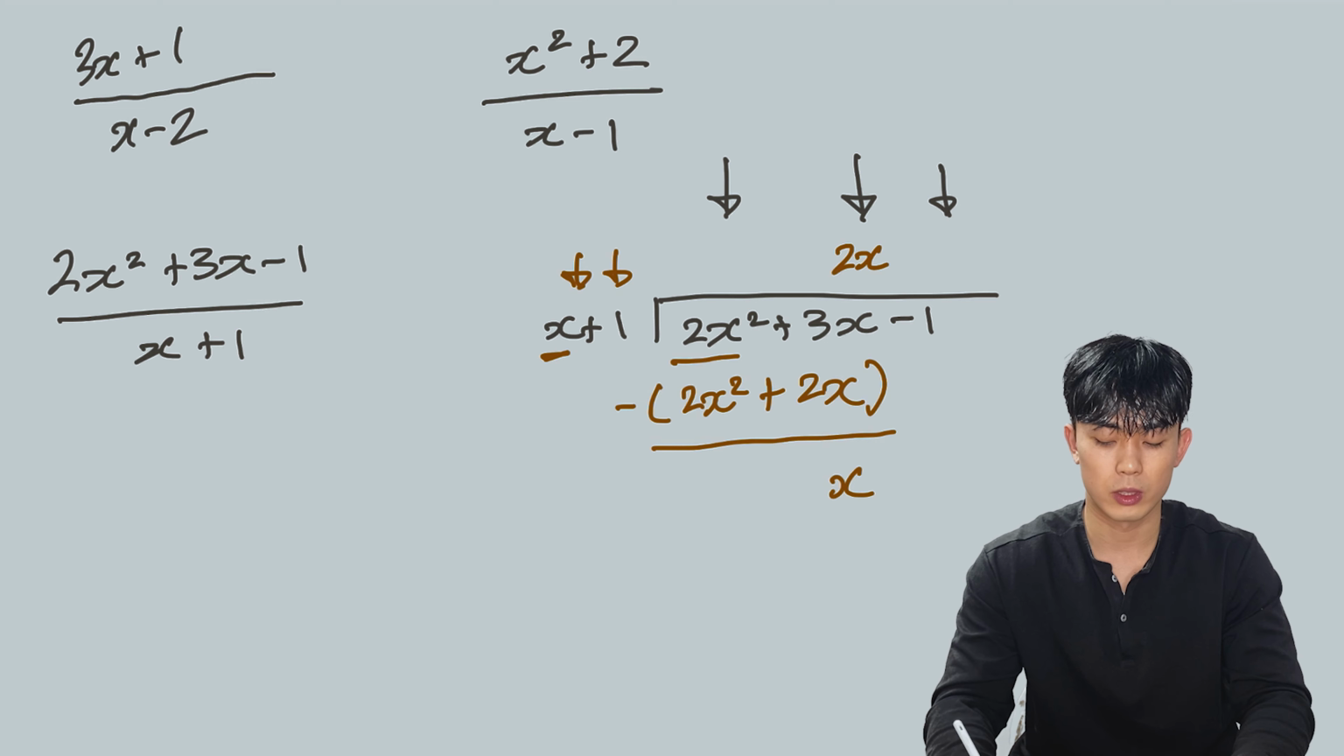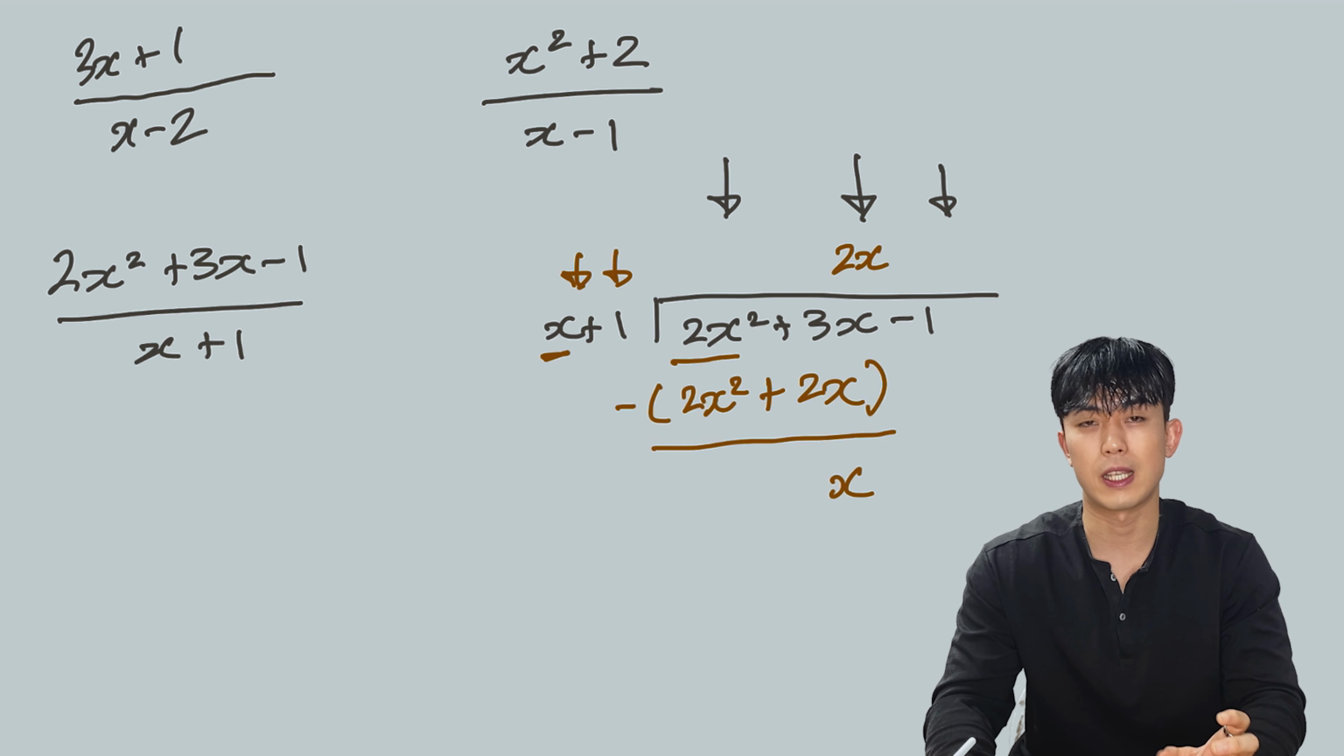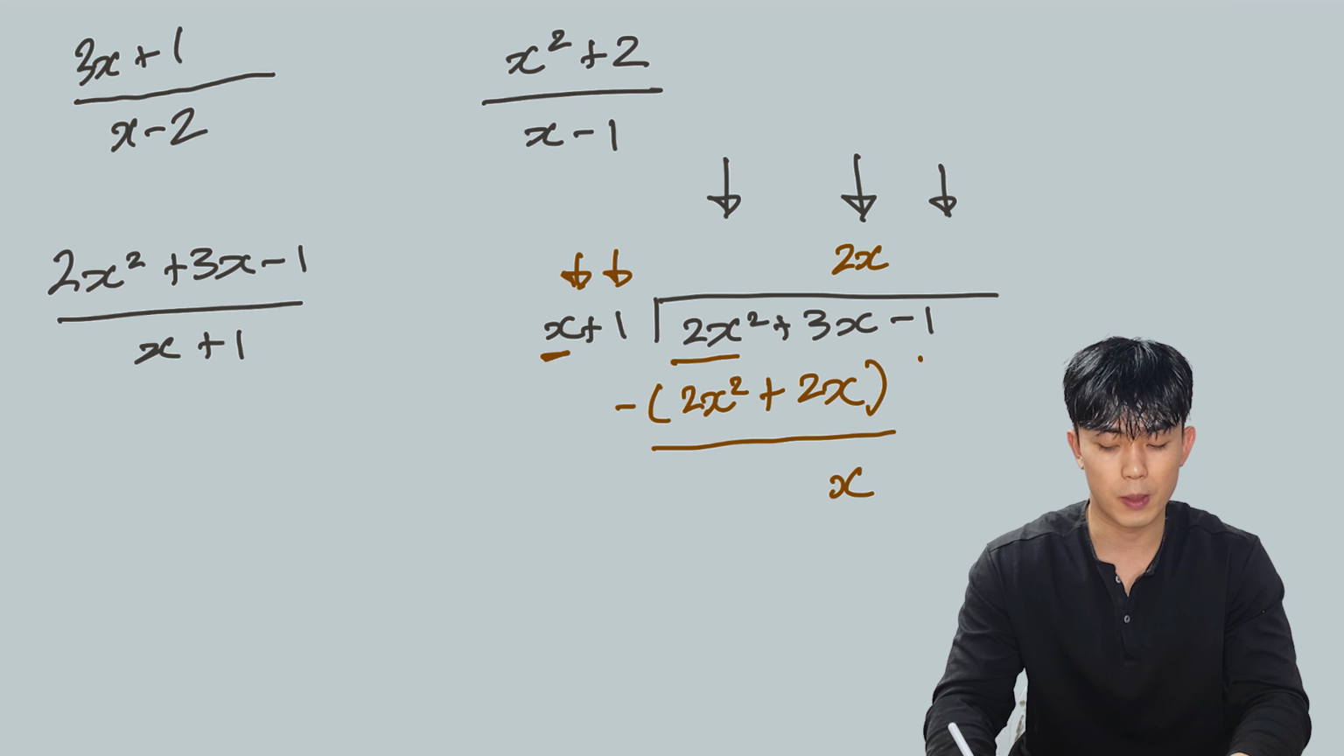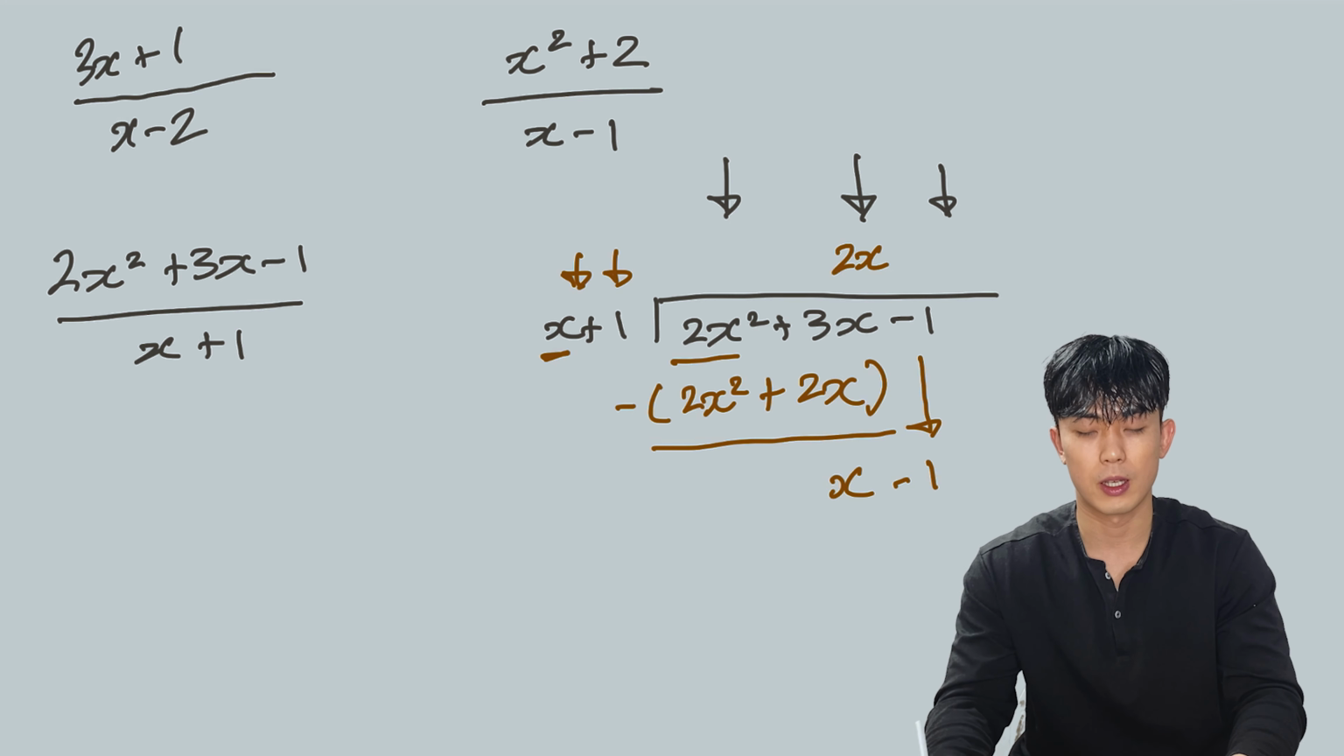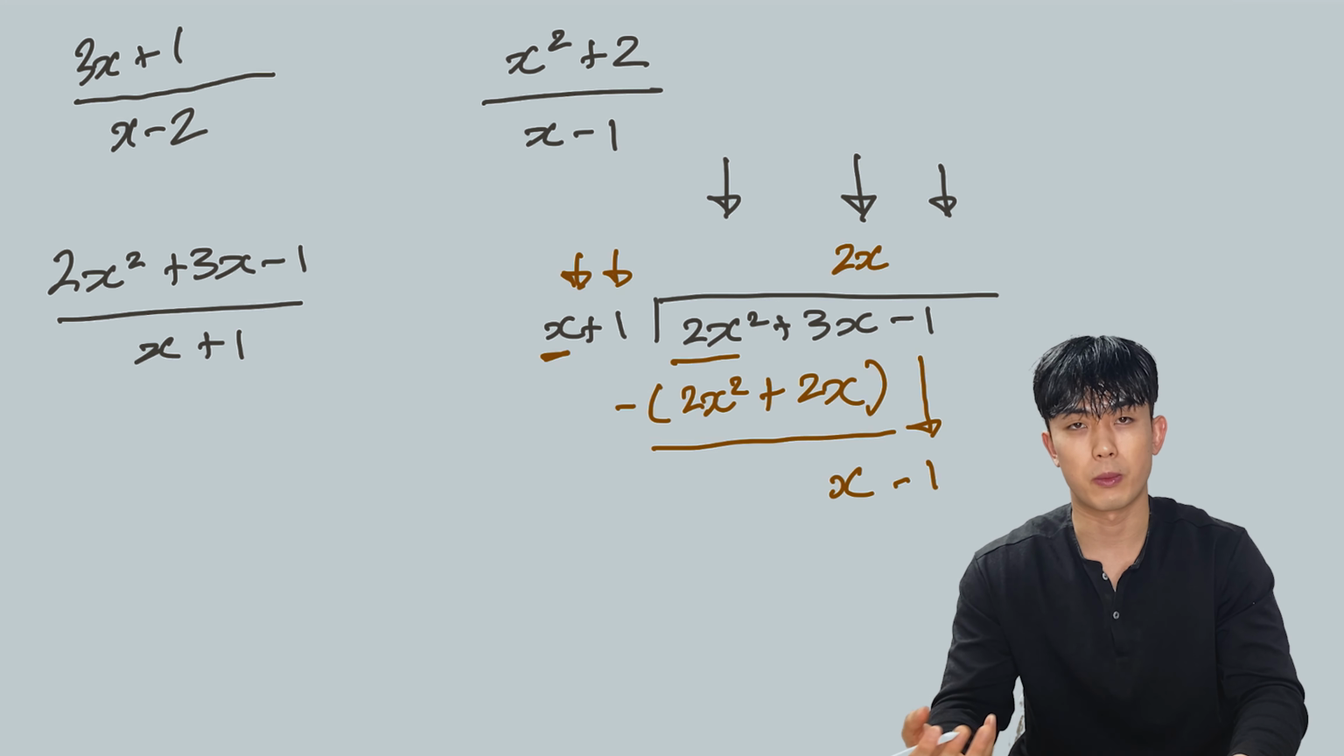So that's the steps, and this is what we're going to repeat again and again. What I mean by repeat is now we bring the next term down. So this is minus 1, so bring that down, and I repeat it. So first step, what was it?